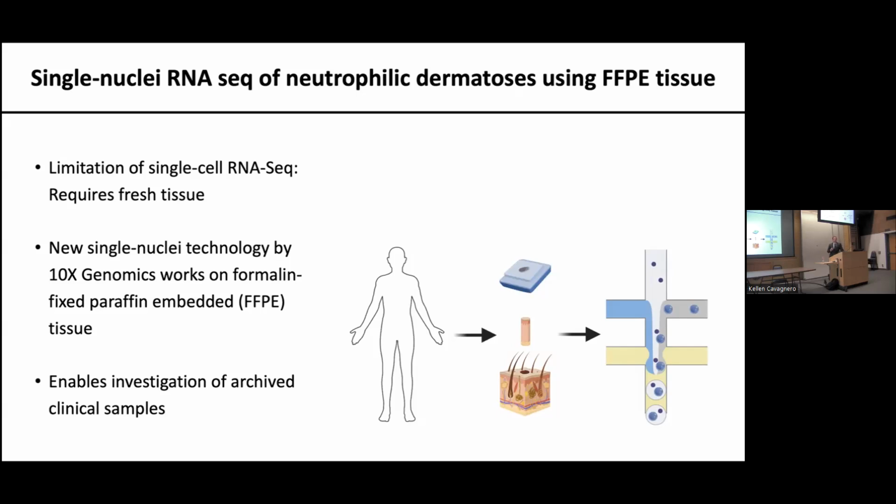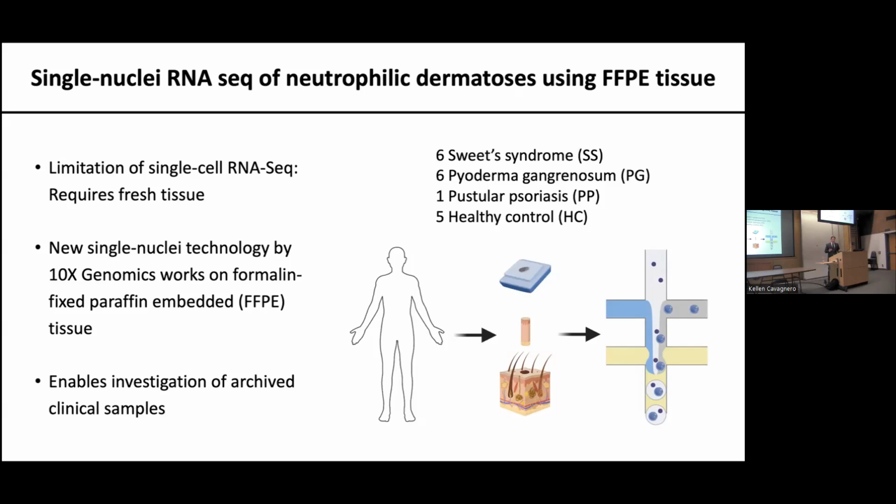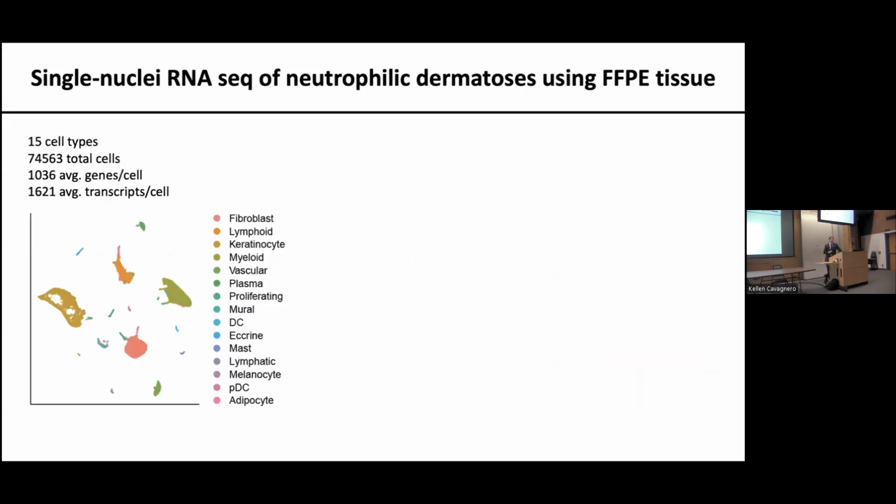Whenever a patient comes into the clinic for diagnosis, they get a biopsy taken and it gets put into FFPE, and that can be stored indefinitely. So we have biopsies stored in FFPE, and we used this technology on a cohort of patients with neutrophilic dermatoses and healthy controls. And with this approach, we recovered all the major cell types in the skin and about 1,000 genes per cell and 1,600 transcripts per cell. So not too bad for working with old fixed samples.